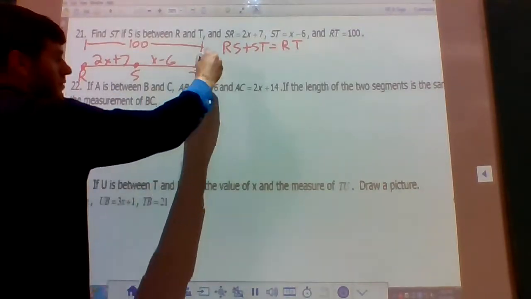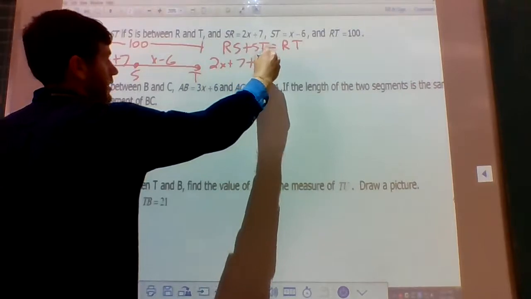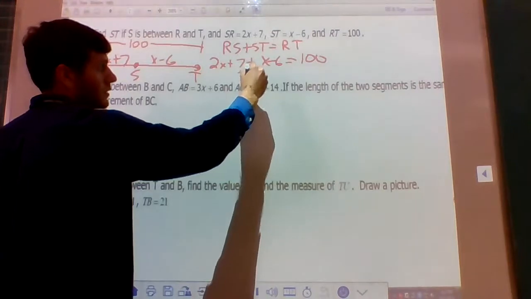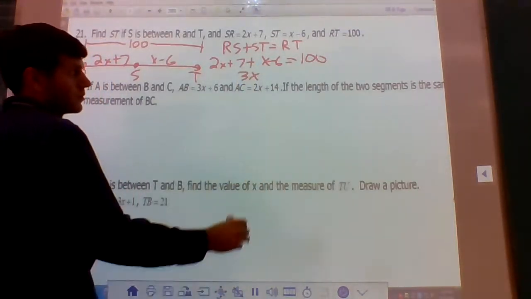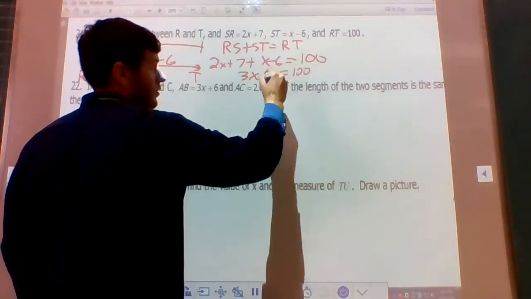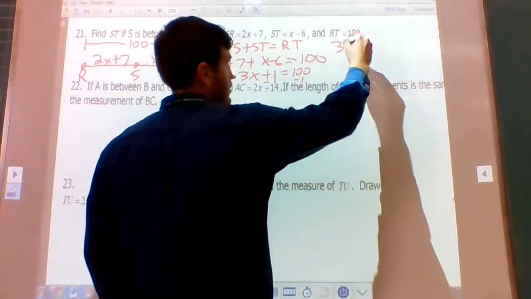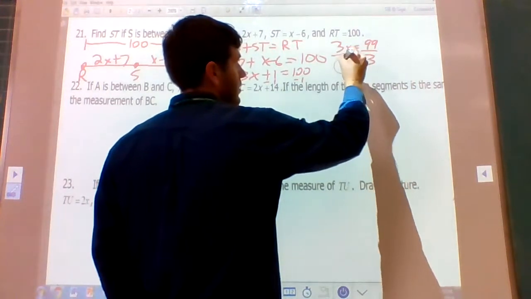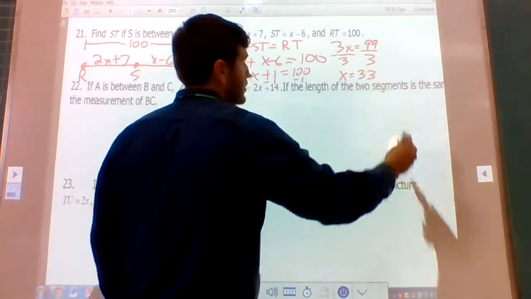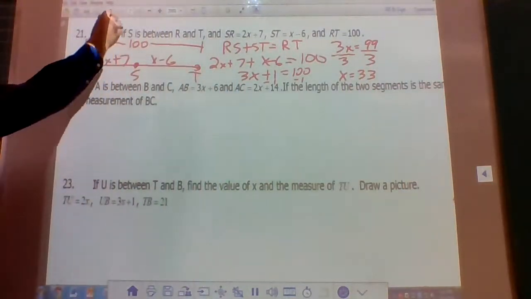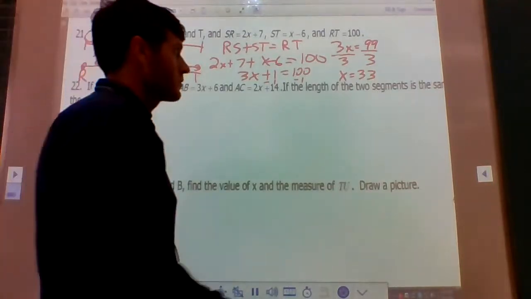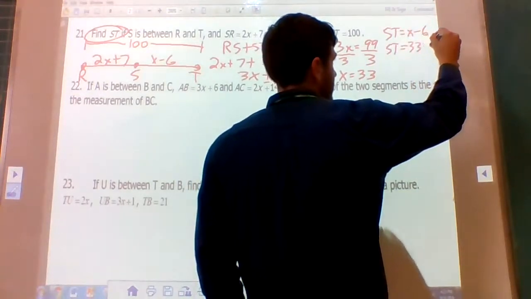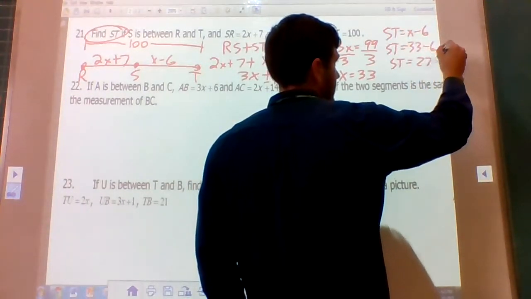RS is 2x plus 7. ST is x minus 6. And RT is 100. Combine like terms, this is going to be 3x plus 1 equals 100. We can subtract 1 from both sides and we get 3x equals 99. And then we divide by 3, and we get x equals 33. Okay, we want to find ST. So ST is x minus 6. So ST is going to be 33 minus 6, which is going to be 27.